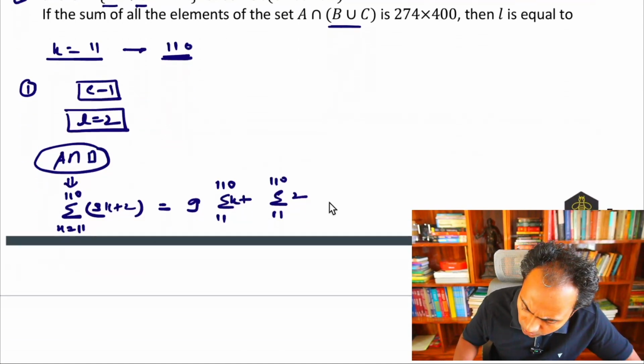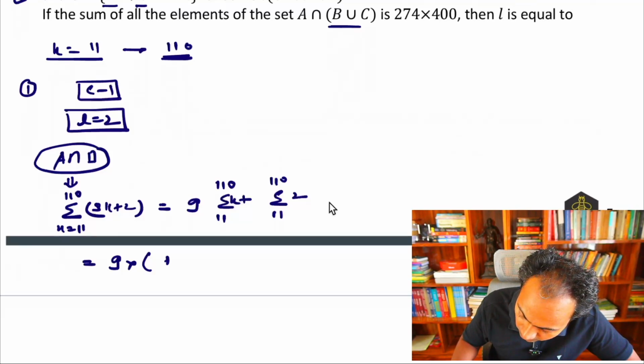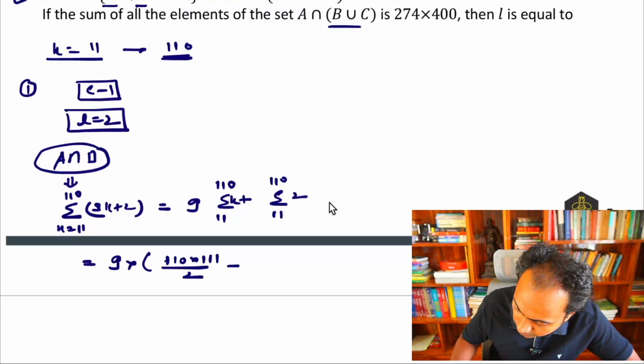Now from here, if you do this, what will be the sum? Let us figure it out. So it becomes 9 into, and you can see that n into n plus 1 by 2. So we can find the sum till 110. So n into n plus 1 divided by 2. And for the first 10 elements, let us subtract. So 10 into 11 by 2.